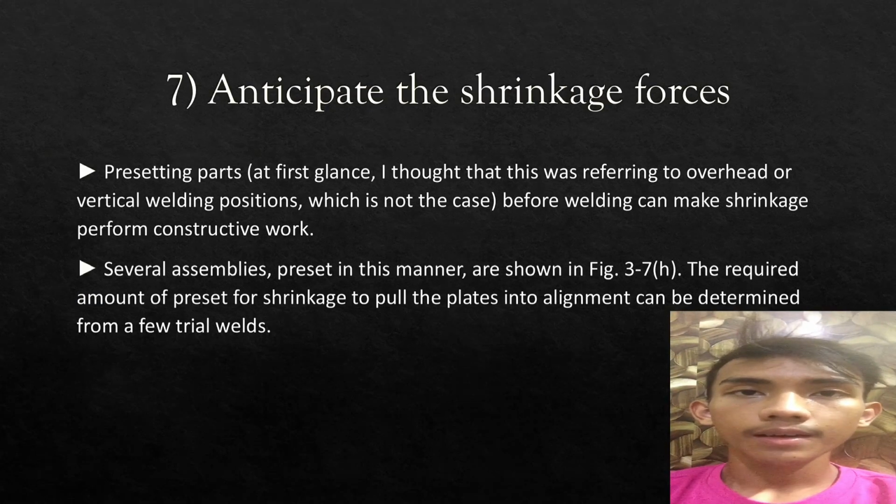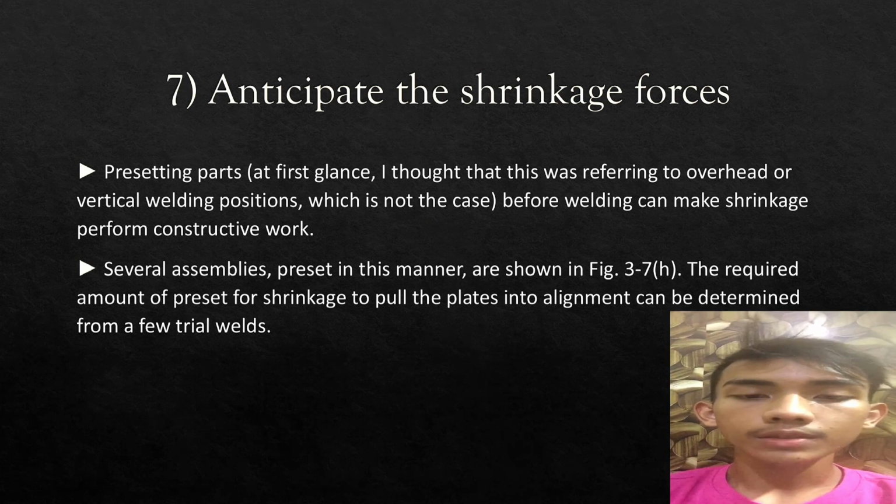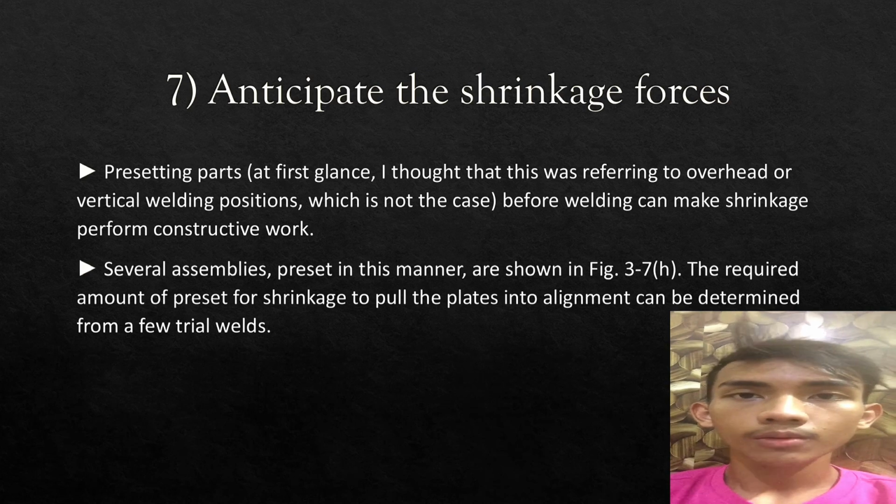Number 7 is anticipate the shrinkage forces. Presetting parts. At first glance, I thought that this was referring to overhead or vertical welding position, which is not the case. Presetting before welding can make shrinkage perform constructive work. Several assemblies preset in this manner are shown in figure 3-7h. The required amount of preset for shrinkage to pull the plates into alignment can be determined from a few trial welds.